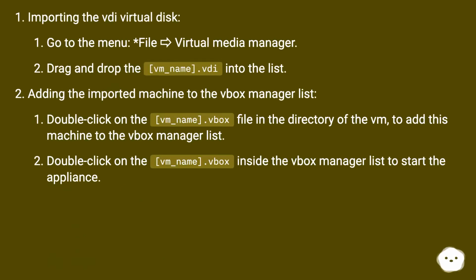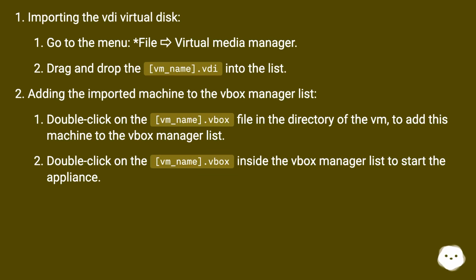Importing the VDI virtual disk. Go to the menu, File, Virtual Media Manager. Drag and drop the vm_name.vdi into the list.